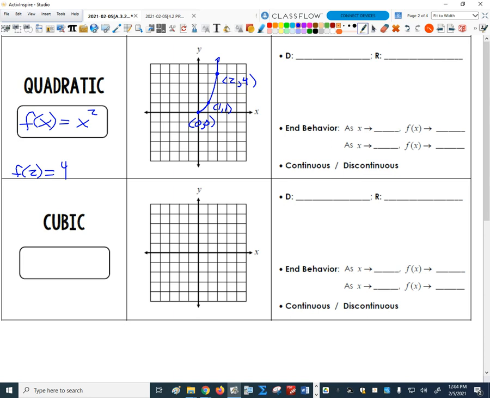And what about the other side? Well, if I put in something like negative 2, negative 2 squared is also 4, right? So I'll go back 2 and up 4. I'll go back 1. F of negative 1, well, negative 1 squared is positive 1. And so there's our U shape, right? So that's what the parent graph looks like for a quadratic function.